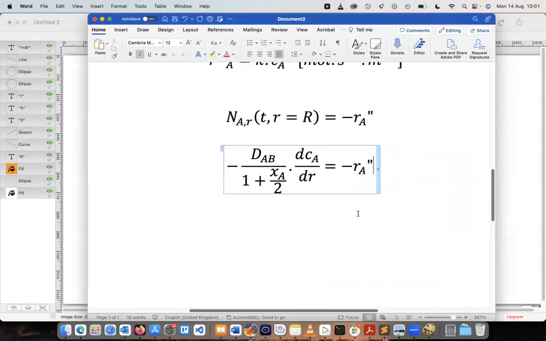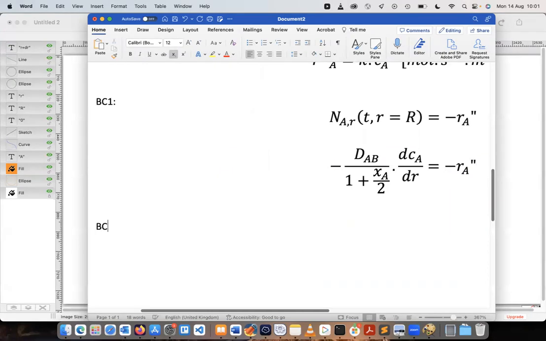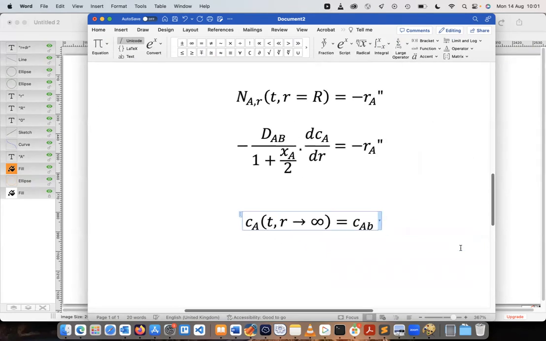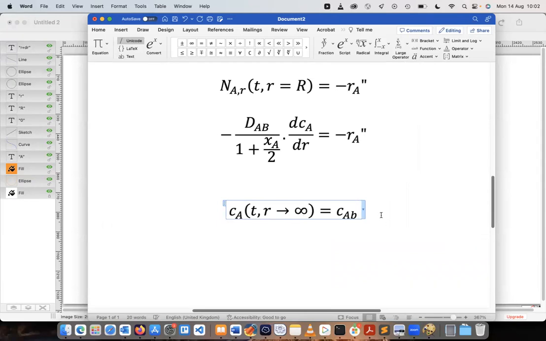So we can state that simply as BC2, I guess: the concentration of A for all time at some distance away from the particle. This will be infinitely far away from the particle, where there is some known concentration in the fluid, which we'll call CAB, the bulk concentration. So this statement we can read as, if we look far enough away from the particle, then the concentration is just the bulk concentration. So we regard that as another boundary condition. Okay.